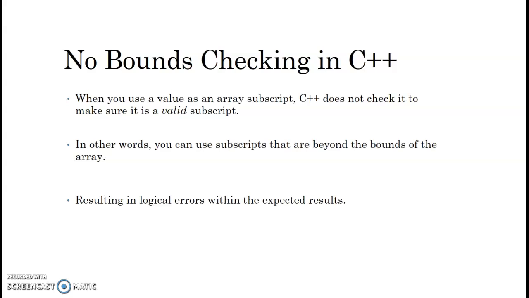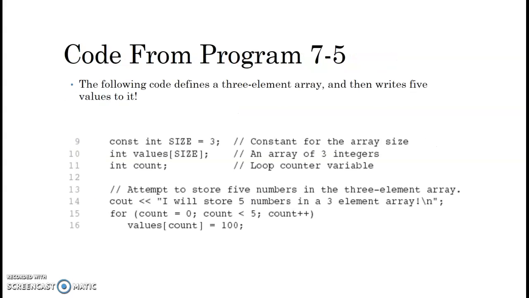Now, there is an issue with C++. It does not do any bounds checking. Basic at least did a little bit. When you use a value as an array subscript, it does not check to make sure that it is within the boundaries of the array. In other words, you can use subscripts that are beyond the bounds of the array, and you're just going to get a lot of garbage. It's not going to tell you that you've worked outside of the boundaries of the array. This results in logic errors and unexpected results.